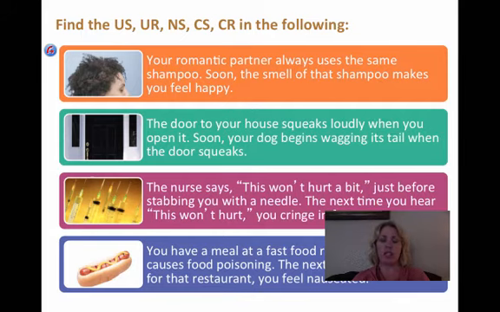The nurse says, "This won't hurt a bit," just before stabbing you with a needle. The next time you hear "this won't hurt," you cringe in fear. You have a meal at a fast food restaurant that causes food poisoning. The next time you see a sign for that restaurant, you feel nauseated. Okay, we'll go over these in class tomorrow to make sure that we can pick out and understand what all of these are. But these are some types of examples of things that you might see that you're going to have to identify the pieces of.